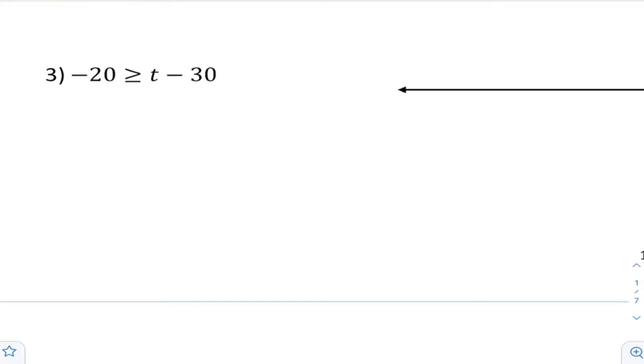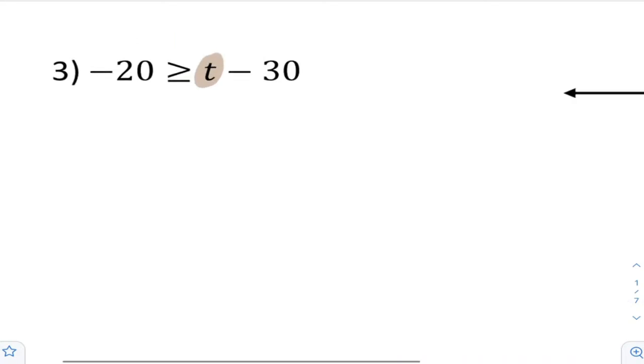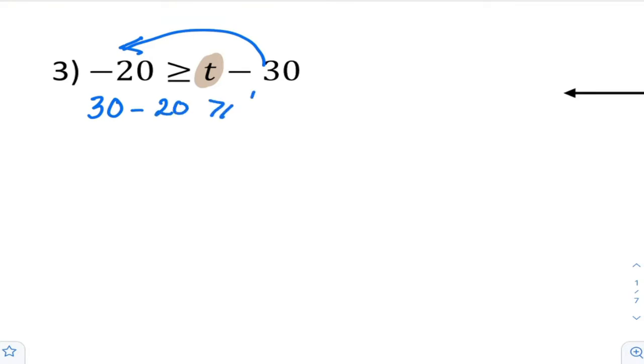Here we want T alone. Remember, we want T. So let's do what we learned before. We will add 30 to both sides, or take the negative 30 to the other side. It becomes positive 30. So now 10 more than or equal to T.